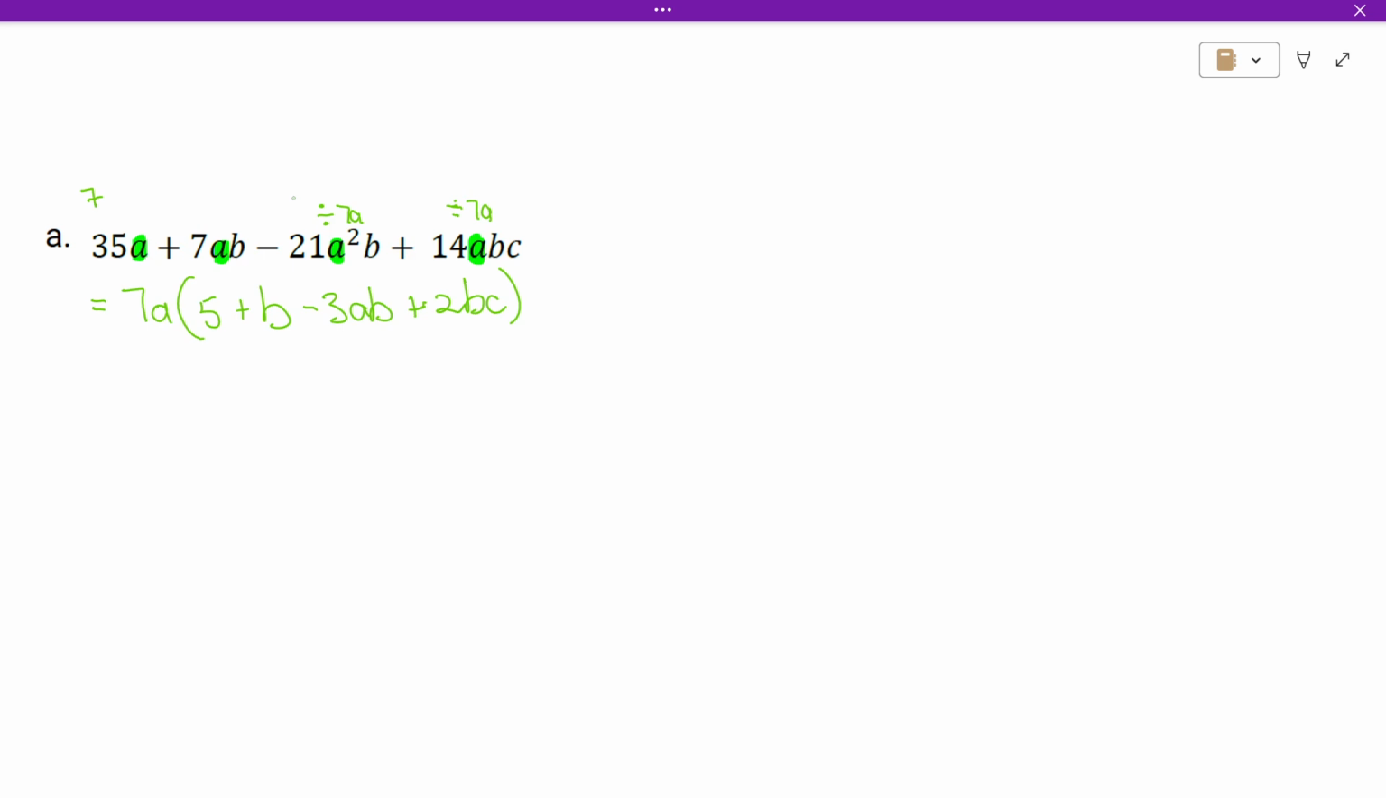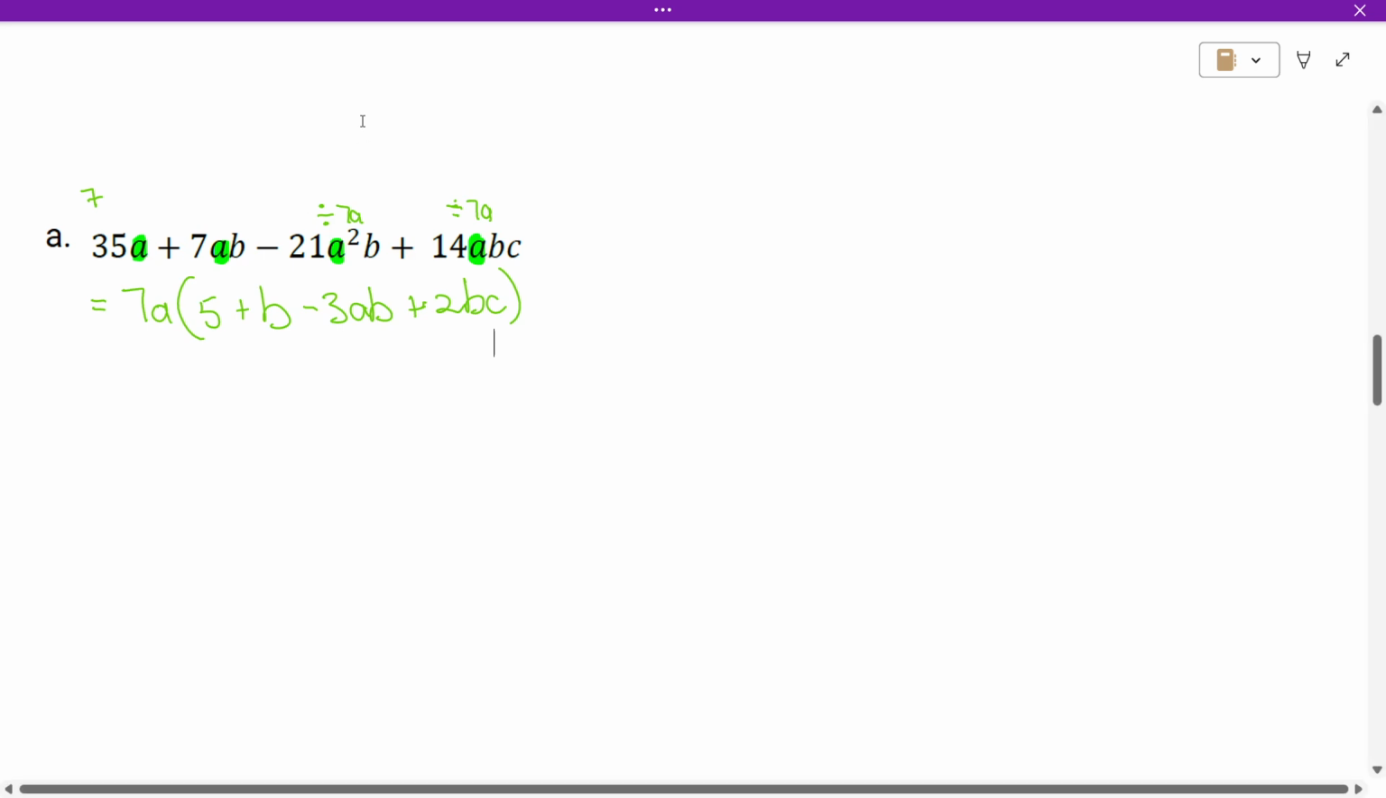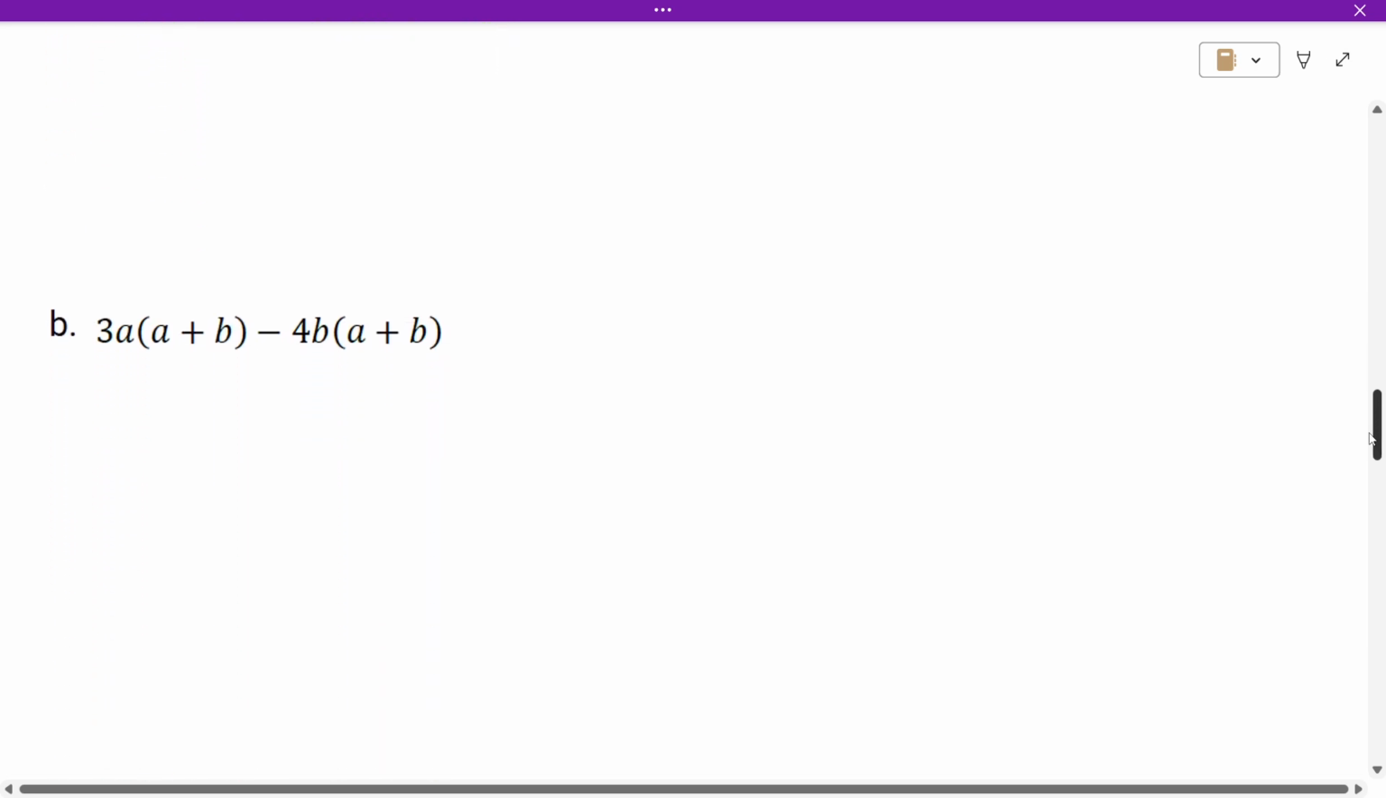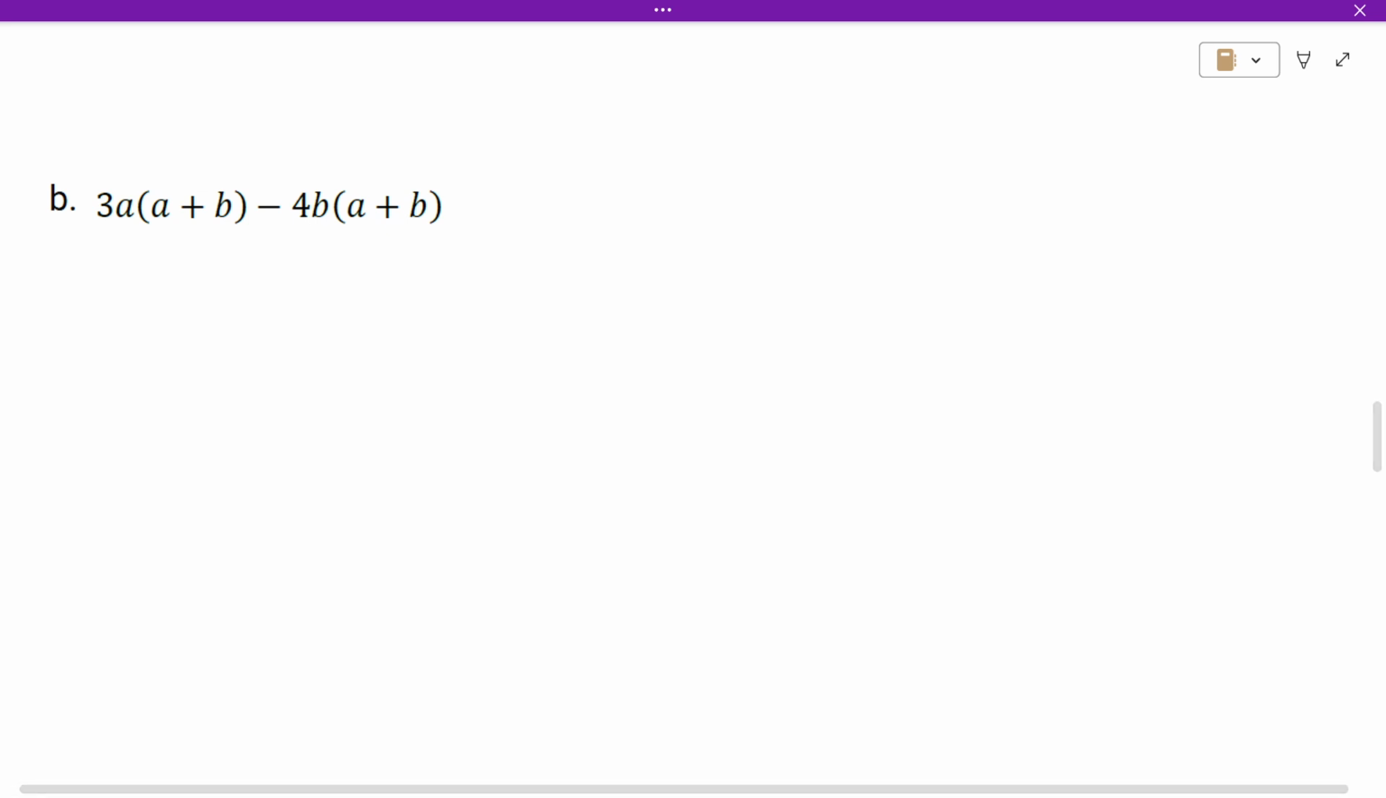Okay, and that's it. First question is done and dusted. Just remember that when you take out a common factor, you just open a bracket, divide each value by the common factor, and that will give you the remainder in the brackets. Right, the next example is as follows.